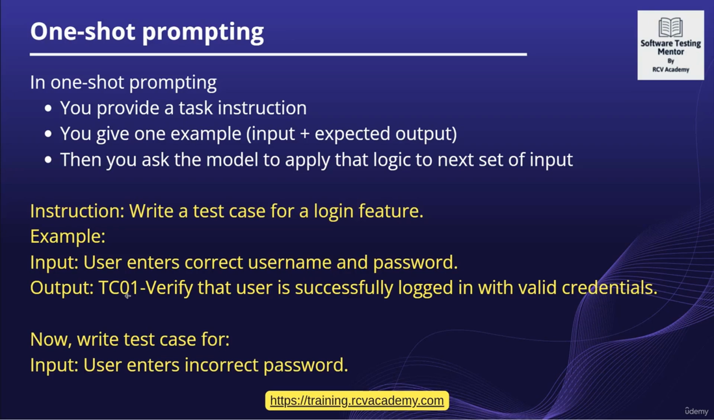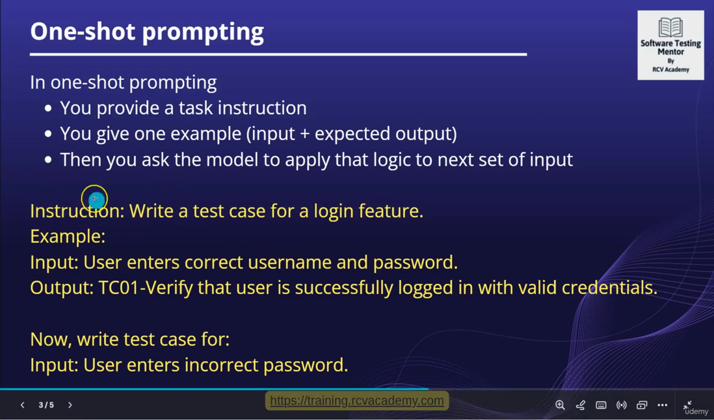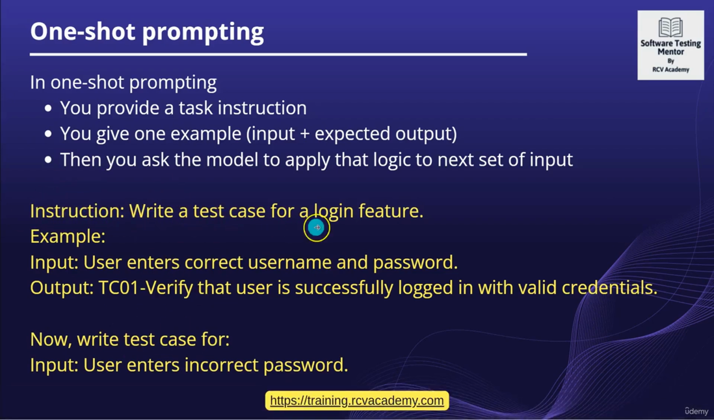So in one-shot prompting, you provide the task instruction, first thing. Then you give one example, what exactly should be the input and what is the expected output that you are expecting. And then you ask the model to apply that logic in the next set of input. So this is the example that I have taken here. For example, if you see instruction, write a test case for the login feature. So this is the first thing that you provide in one-shot prompting, the instruction.